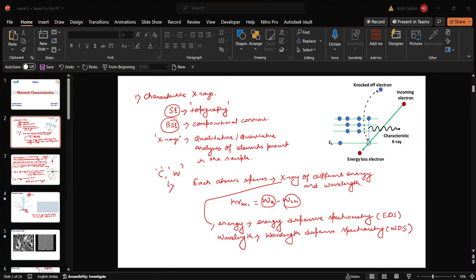For the characteristic X-ray, we can have quantitative and qualitative analysis of the elements present in the sample, and I will also tell how the energy is calculated for that. Each atomic species has X-rays of different energy and wavelength. So for the energy, one second.